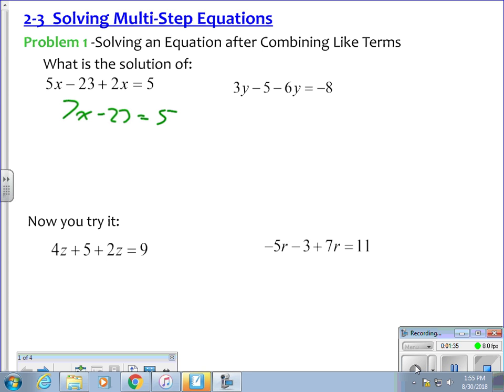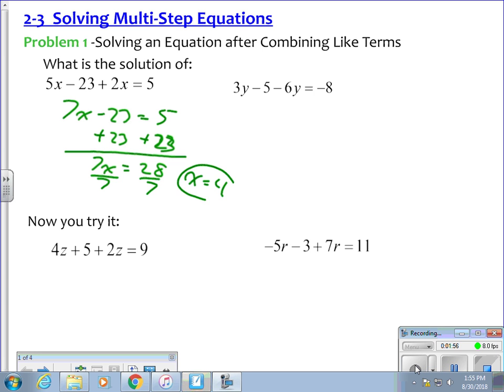Now I have to worry about doing things to both sides. I add 23 to both sides, and I get 7x equals 28. Now I want to get the x by itself, so I divide both sides by 7, and I get x equals 4. So a multi-step equation is going to require more than one step. Often that first step is simplifying, combining like terms.